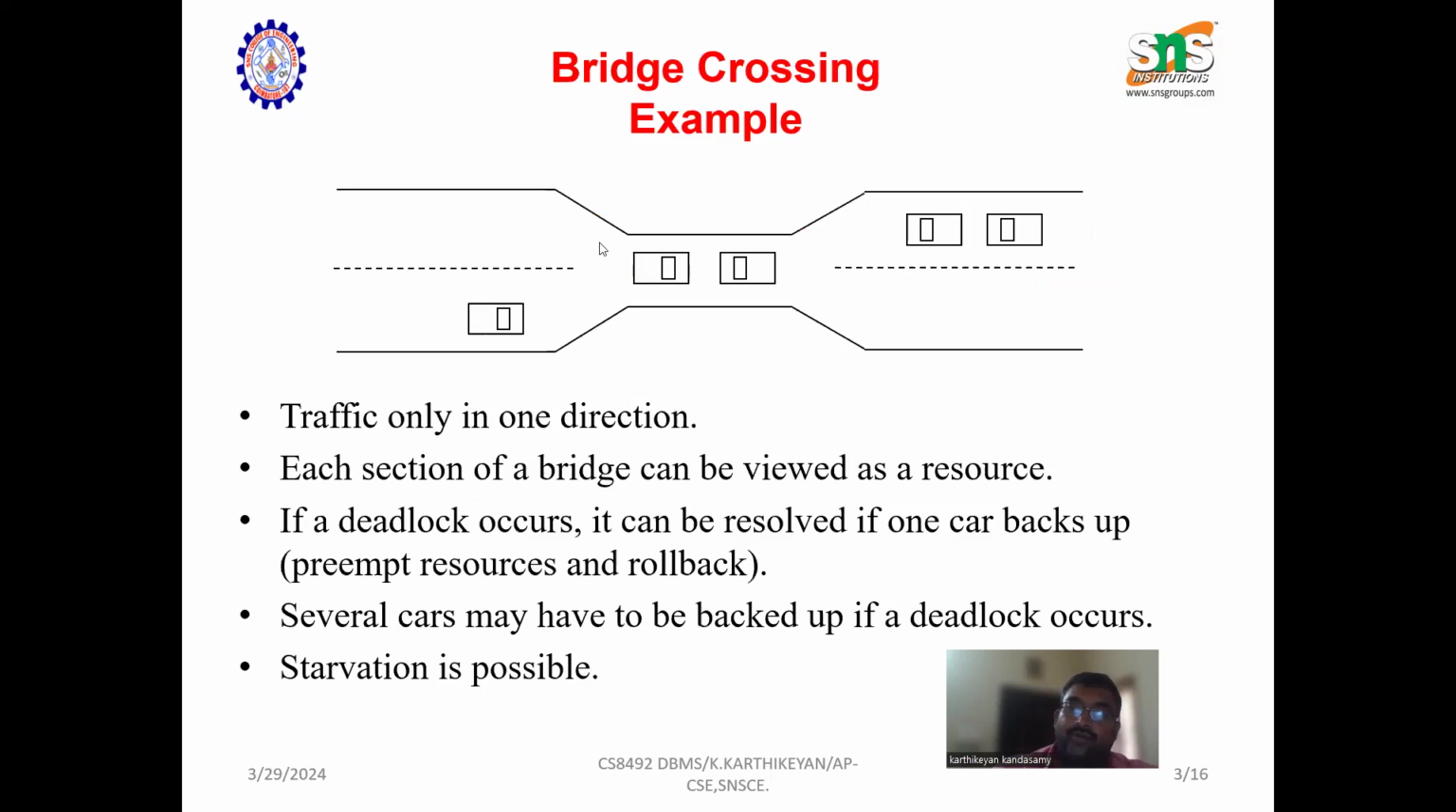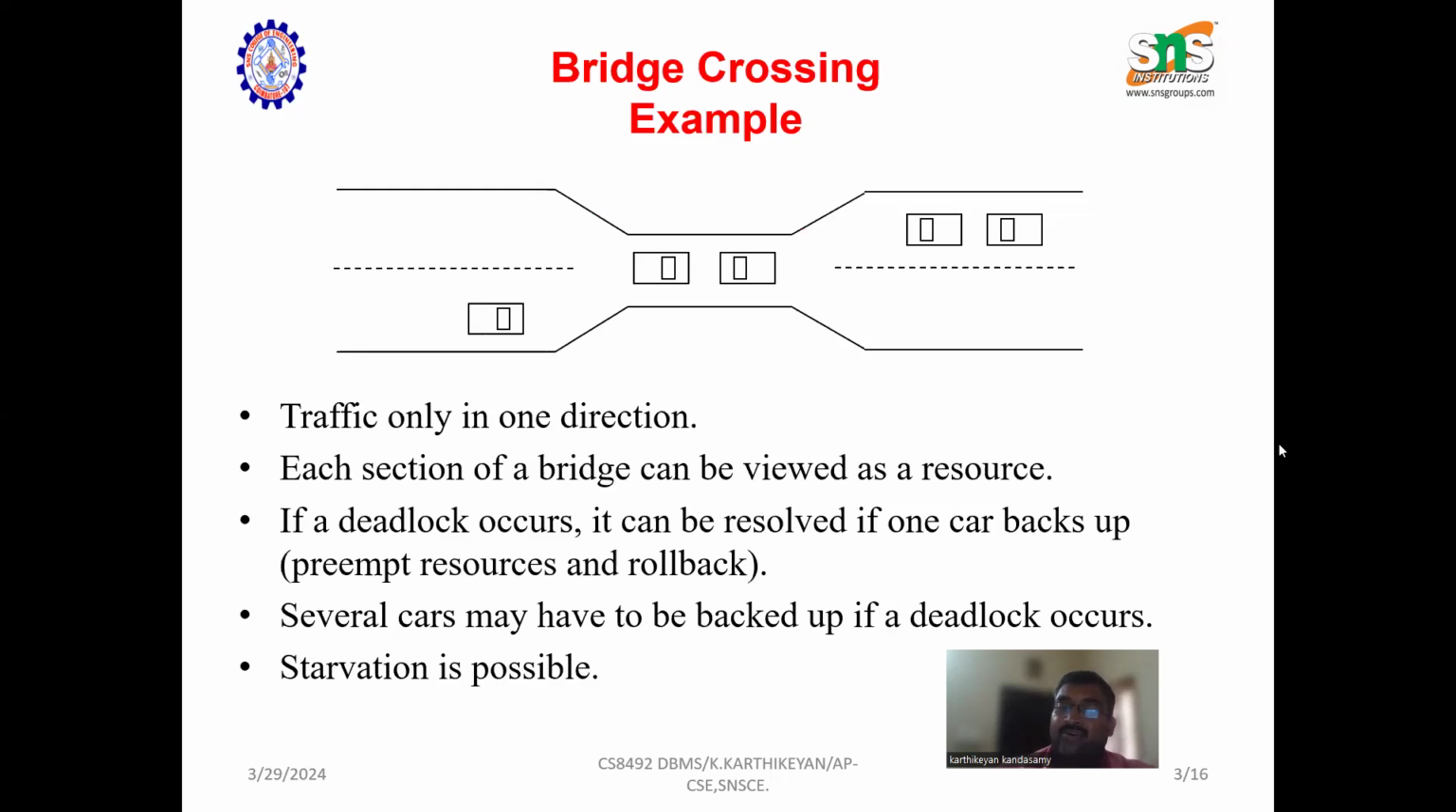So this is an example. This is a bridge. At the same time, two cars meet from the left-hand side and the right-hand side. What happens? Only if one car goes backward can the other one cross the bridge. Otherwise, in this type of situation, you can choose alternate ways. The traffic is only in one direction. Each section of the bridge can be viewed as a resource. If a deadlock occurs, it can be resolved if one car backs up, preempting the resource, and it is rolled back.